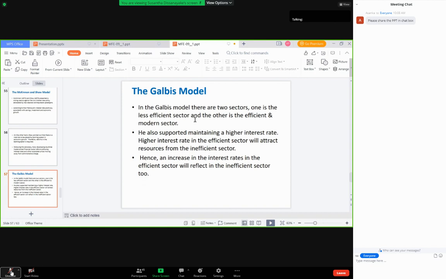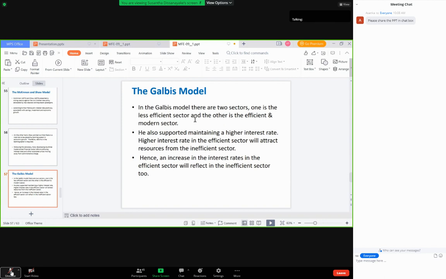But here, they always promote a higher interest rate. A higher interest rate in the efficient sector will attract resources from the inefficient sector. Then the idea here: assume someone invests in the inefficient sector, to have a little idea, we'll say the informal sector. For easy understanding, we assume the interest rate is 5. Then the efficient sector has a 10 interest rate.